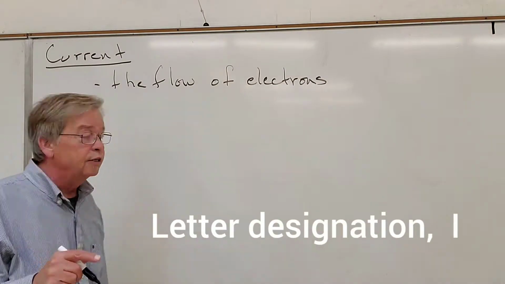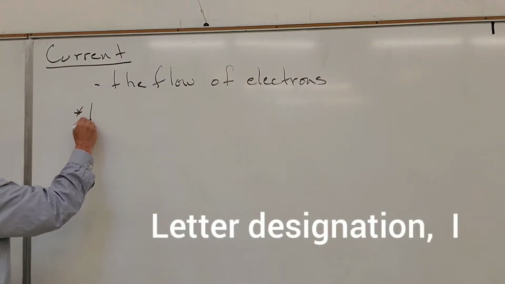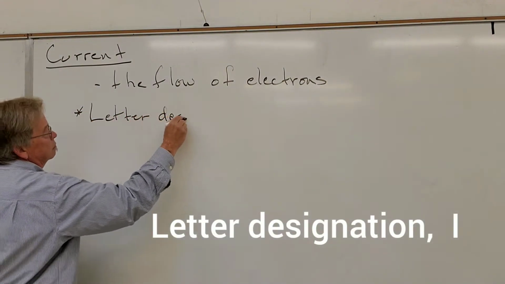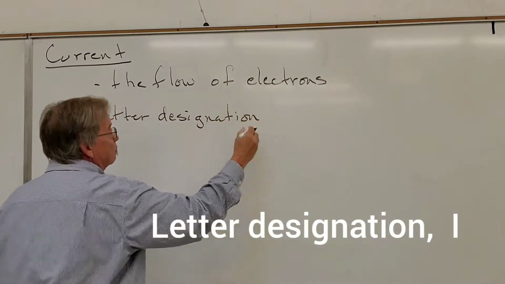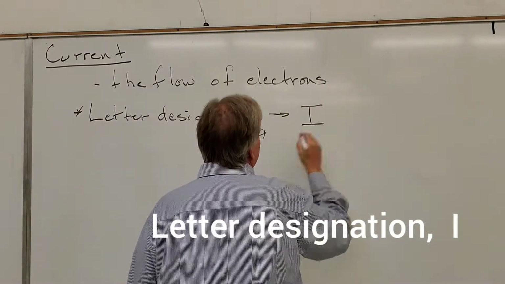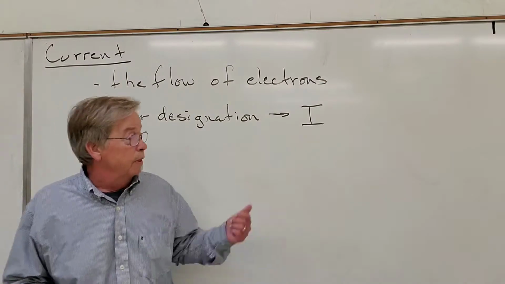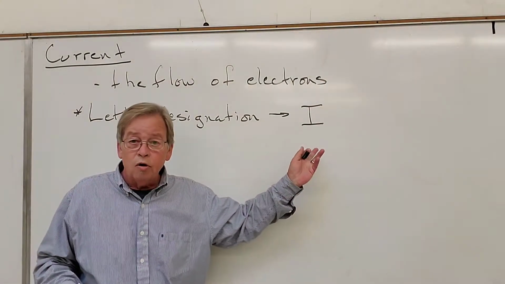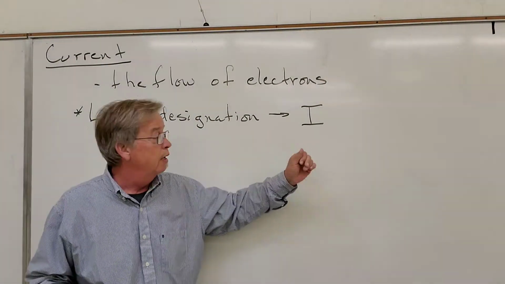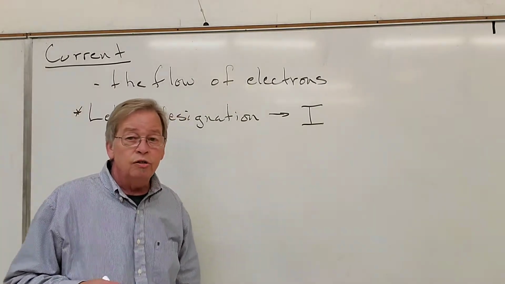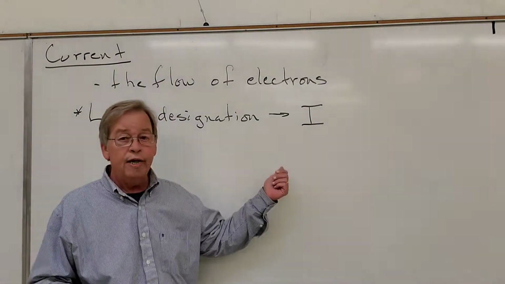The letter designation for current. So yeah, I didn't make this up. I think C was already taken for capacitance at the time by Mr. Faraday. So they went with I. I is chosen for intensity of flow. So current, the letter designation is I.